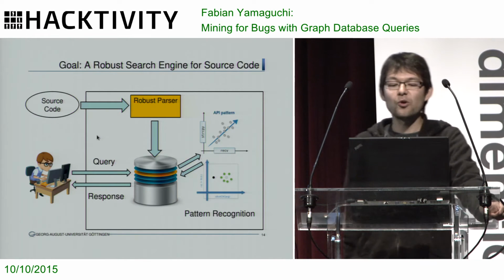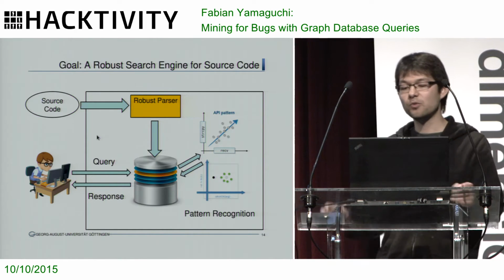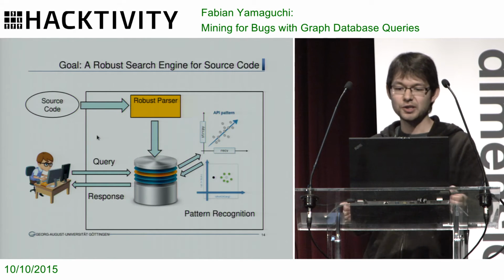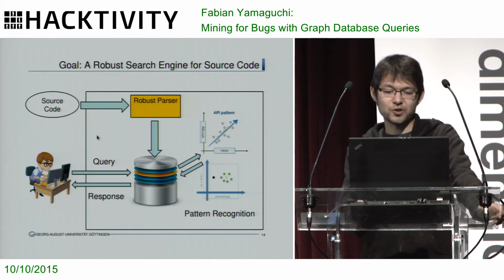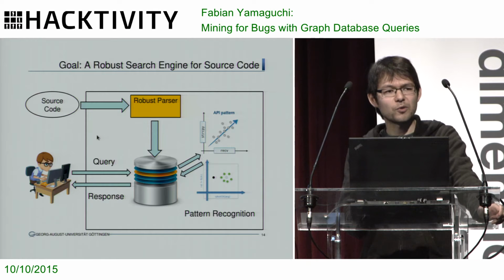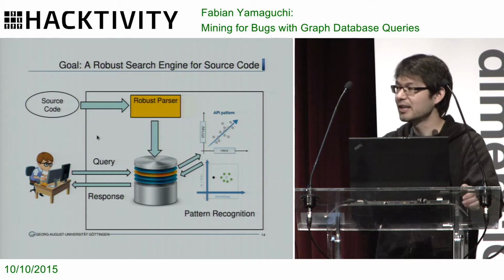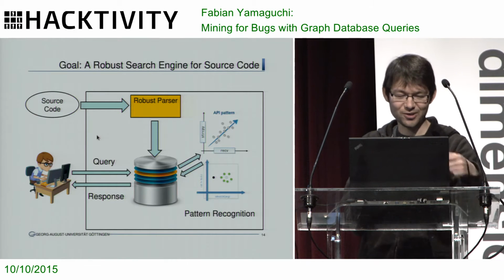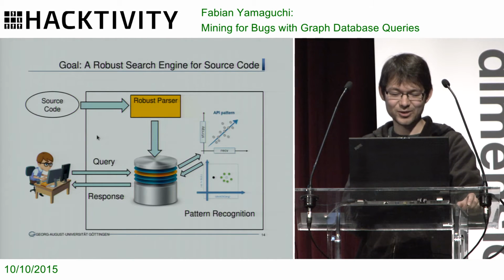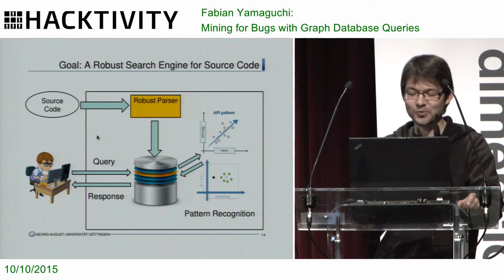Okay, so here's the goal of what we want to build. We want to build a robust search engine for source code. So there's going to be a robust parser. I'm not talking about what robustness means in this talk, but there are a couple of other talks around on this topic that I've already done, and I talk about this in great detail, but I figured out nobody really cares, so it's a parser.